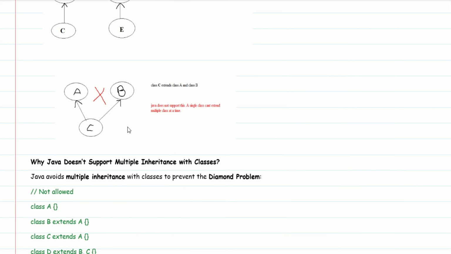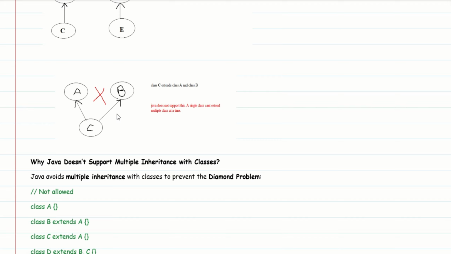Then multiple inheritance. So a single class can't extend or inherit two classes, right? It will give you a conflict. Just imagine, if class A and class B have the same methods, then C will be confused about which class to take the method from. So this concept was ruled out in Java.